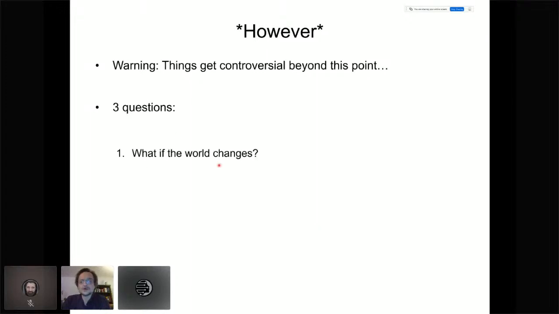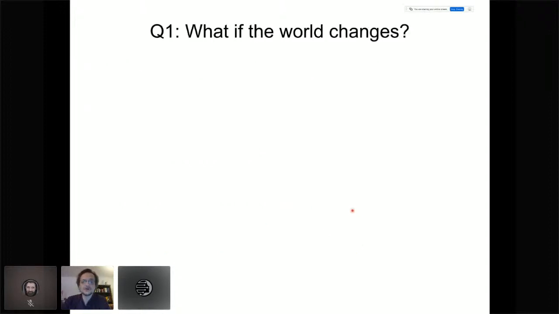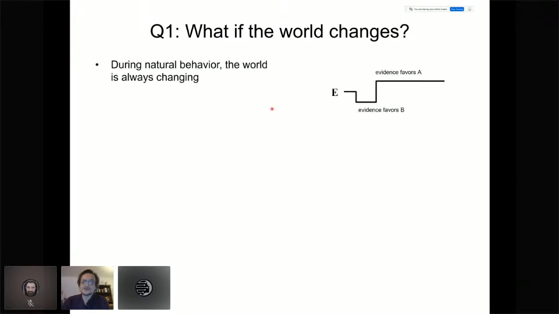The first is, what if the world changes? Second, what information really should be integrated? And third, what is the kind of optimality that we really want? And I'll start with the first. What if the world changes? In natural behavior, of course, the world is always changing. Sometimes evidence favors B, and then it favors A, because something really did change.